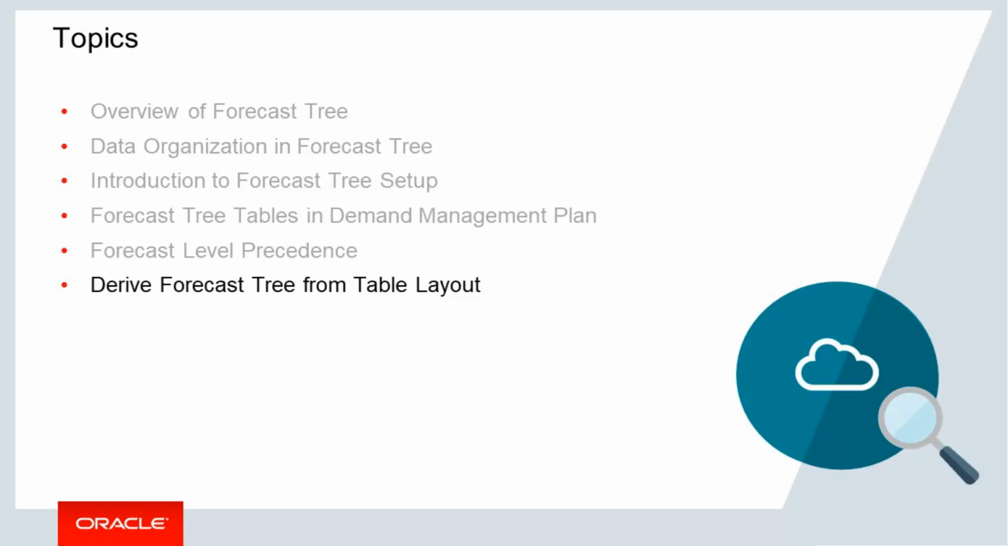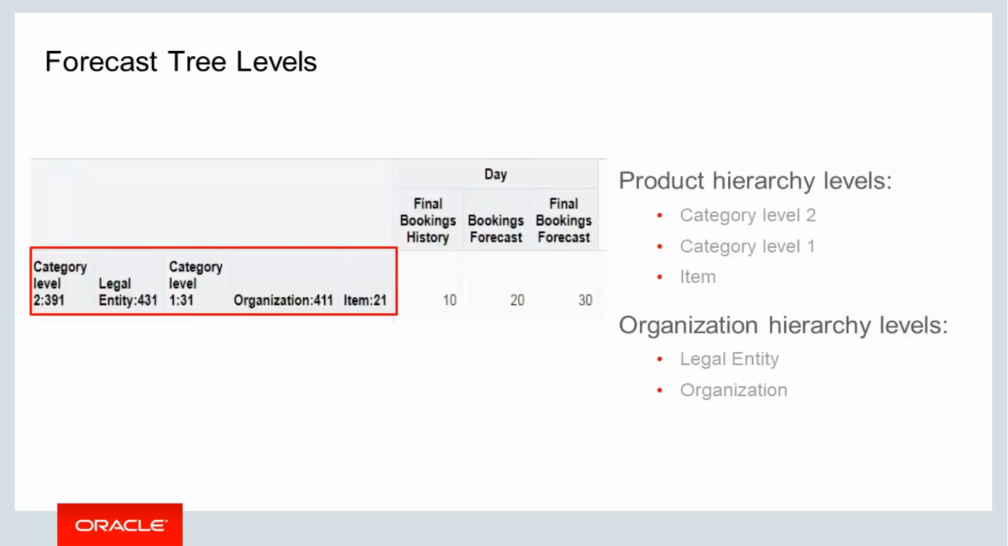Let's move to the last but not the least important topic of this session: deriving the forecast tree from the table layout. During this topic, we will have some demos to show and apply the forecast tree theory we've learned. I took a snapshot of the layout of the seeded forecast table that we saw in the previous demo. In this screenshot, we have valid forecast tree dimensions that are product and organization. The forecast tree is constructed based on the order of the levels in the y-axis of the table layout. Levels defined on the x-axis are ignored by the forecast tree.